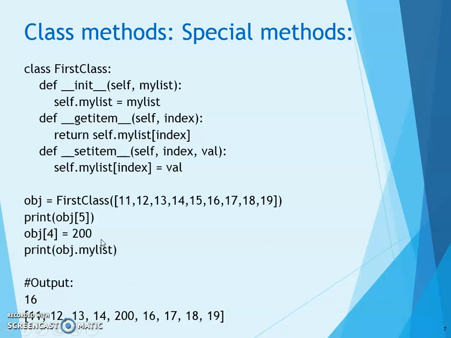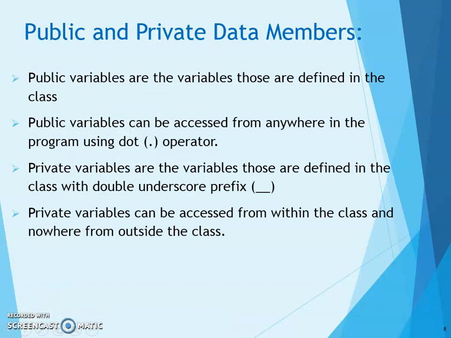Now here we are assigning the value, that is, we are setting the item at the 4th index. At the 4th index, we want to assign 200. It will be done by this line, that is self.mylist of index. The index is 4 and we want to assign the value 200, which we are passing here. So at the 4th location 200 will be set, and we are just printing the newly updated list. The output will have 200 printed at the 4th location and the other elements will be as they are. This is the example of getItem and setItem.